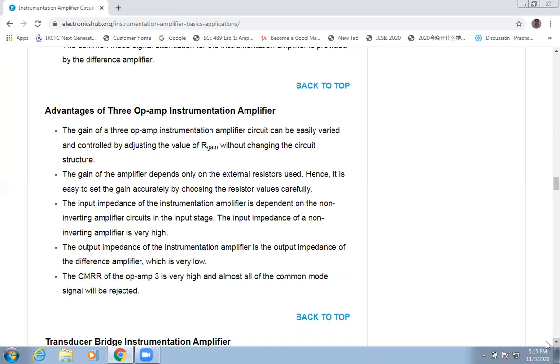The input impedance depends on the non-inverting amplifier circuit at the input. The input impedance of a non-inverting amplifier is always very high. The output impedance is the output impedance of a difference amplifier, and the output impedance of a difference amplifier is always very low. The common mode rejection ratio of op-amp 3 is very high, and almost all the common mode signals can be rejected.